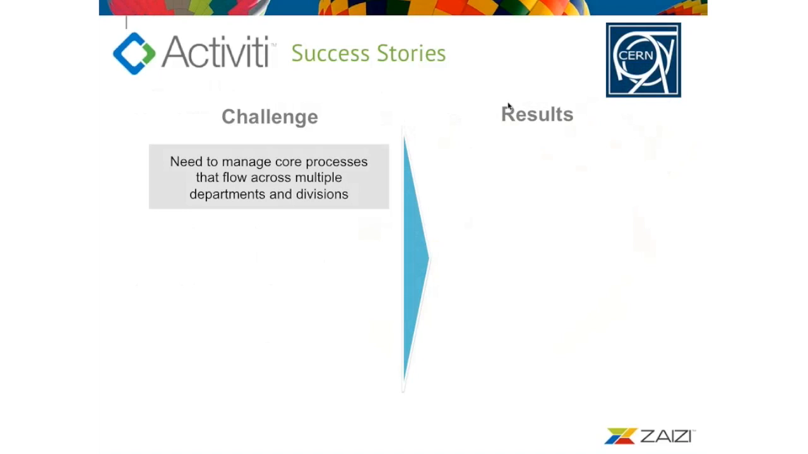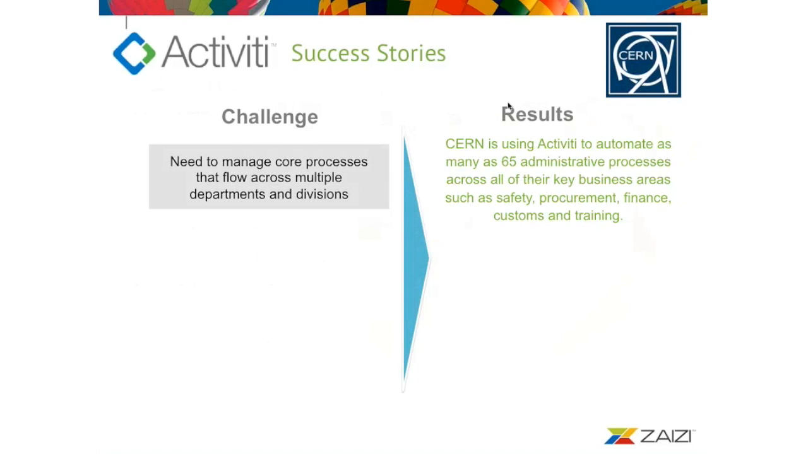And they decided to adopt Activiti very early on to automate a number of administrative processes throughout their organization. At the moment, they've got in the region of about 65 administrative processes across a range of business areas, such as procurement, finance, safety, and so on.